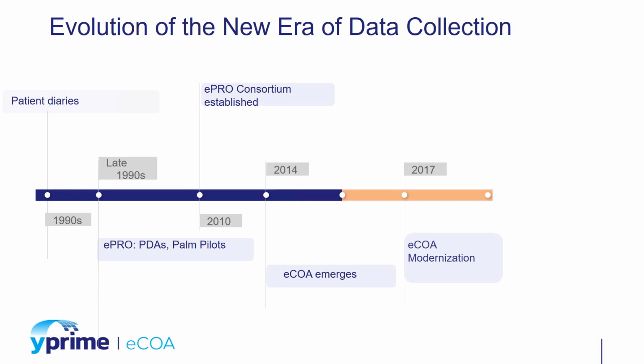I think we can all agree that adoption has significantly increased, so much so that in recent years, ePro was rebranded as eCOA to incorporate not only patient-reported outcomes, but clinician and observer as well. This increased adoption makes it clear that we not only need to continue to increase eCOA awareness, but we also need to focus on the continued modernization of the technology.